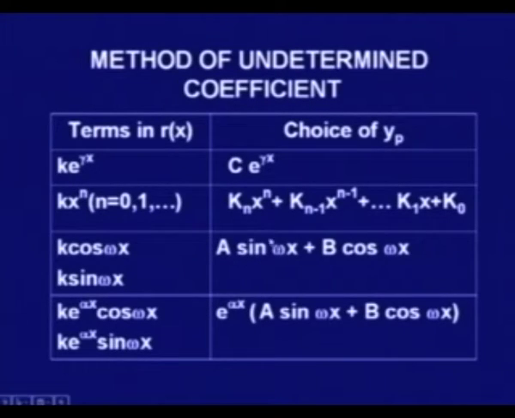E to the power gamma x means I have to use a constant times e to the power gamma x, and for sin omega x I have to use the function having a constant times sin omega x and a constant times cosine omega x, with a plus. So, let us see what will be our choice of yp.